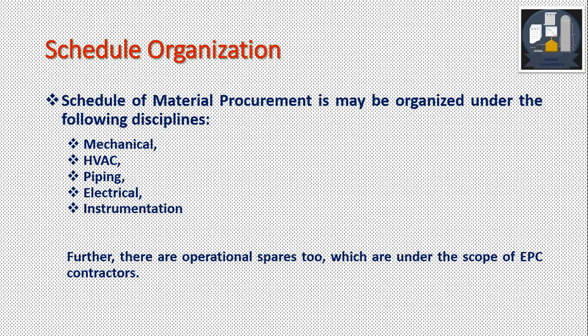Piping, there are many piping items which are there. Then under electrical, we have all the electrical items. Then instrumentation, we have. So there are firefighting and other things are also there. These are just an example. Further, there are operational spares too, which are under the scope of EPC contractors. Operational spares, then we have the fire pump spares, compressor spares, and there are some equipment for which we have the spares.